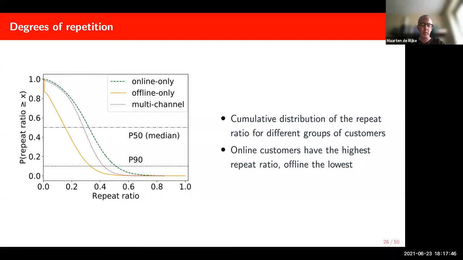And you see there's a lot of repeat purchase, and quite a big difference between the different channels. The repeat behavior amongst offline customers, so people who go to a physical brick and mortar store, is lower than for online customers, who shop online only, and the multi-channel customers, who shop sometimes online, sometimes offline, are somewhere in the middle.